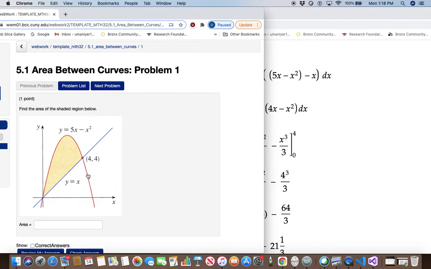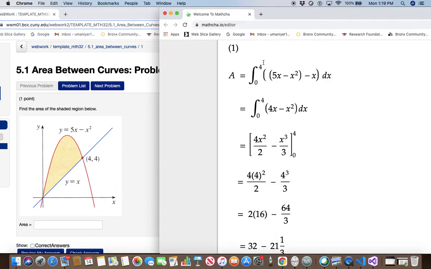So you have a curve and you have a line. They intersect at (0, 0) and at (4, 4). Clearly the curve is above the line. So the area of the shaded region is the integral from x value 0 to x value 4 of the first function minus the second function.